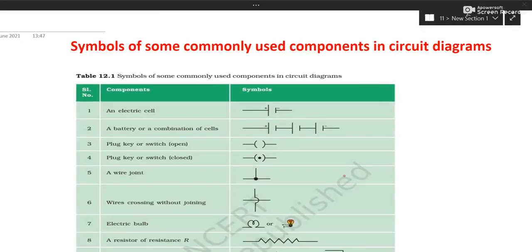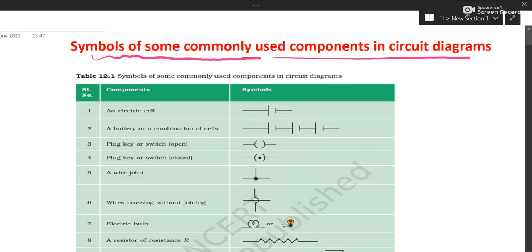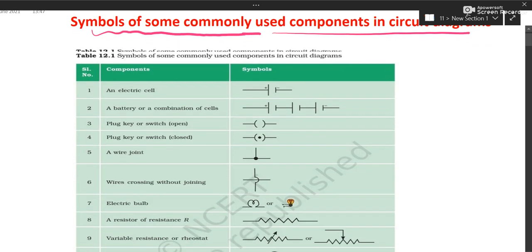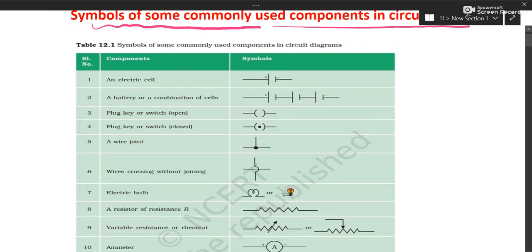Children, this is part 2 of electricity. We'll see the topics now. Symbols of some commonly used components in circuit diagrams. So, these are the symbols. This is of cell, battery. You can see this is positive and this is negative.